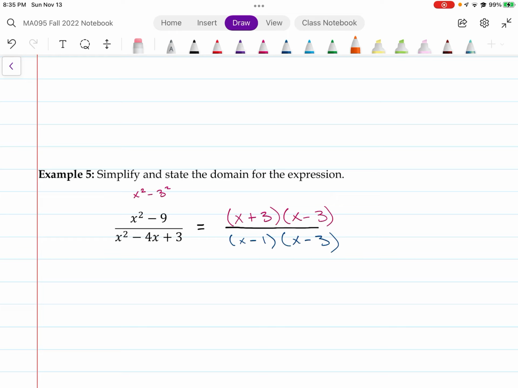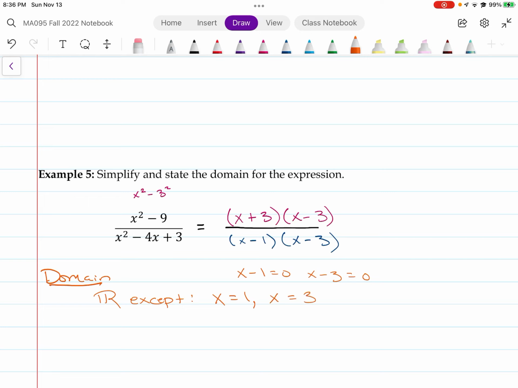All right, so the domain is going to be all real numbers except where x minus 1 equals 0 and where x minus 3 equals 0. And you can start to do this in your head. If you can just see what those numbers would be, that's totally fine. So that is where x equals 1 and where x equals 3.